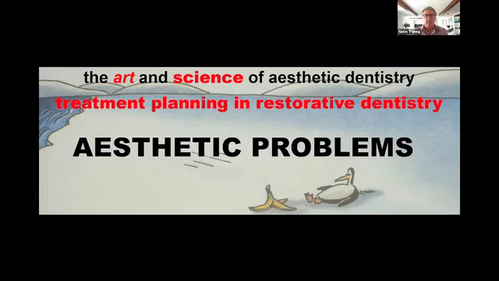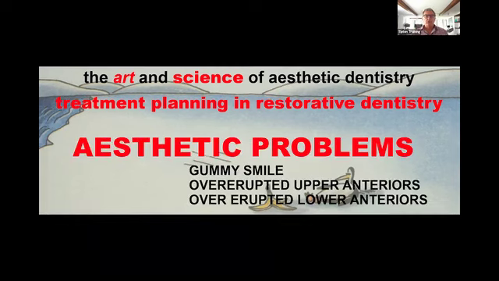So let's go and look at these problems in more detail now, so we can decide how we're going to try to overcome them. So the aesthetic problems, first of all, we've mentioned a gummy smile. So straight away, your thought process for a gummy smile is going to be that we're going to be doing some crown lengthening. So we need to take some anterior radiographs.